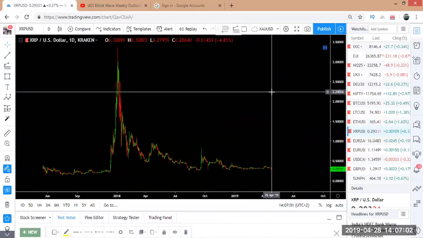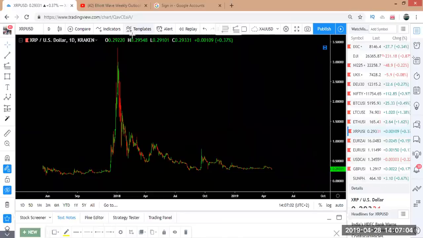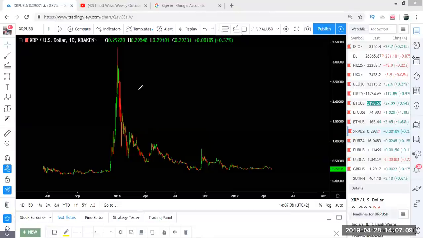Now, this is what you should do when you look at a chart. You must look at the chart and identify the structures. And it's not just a matter of identifying the structures. You also need to know the levels.